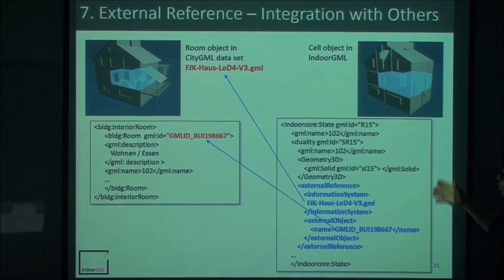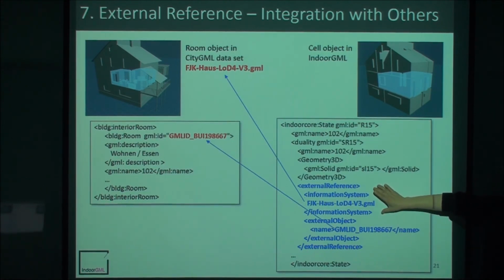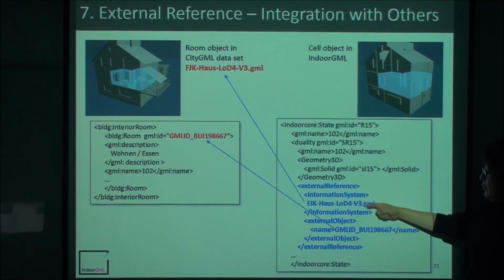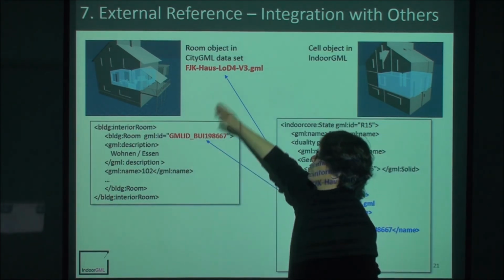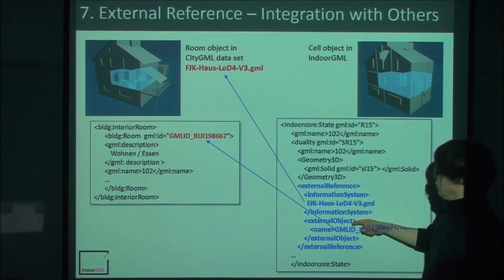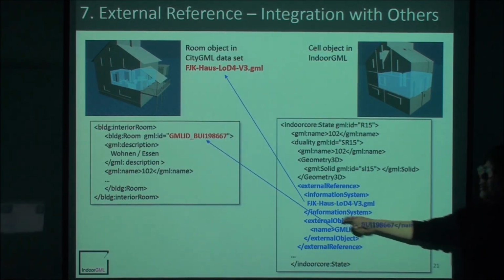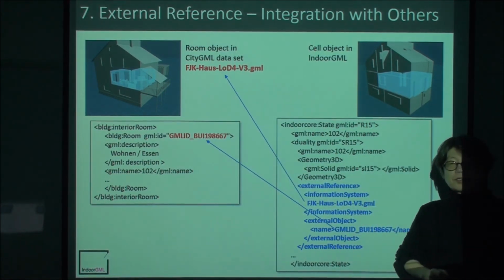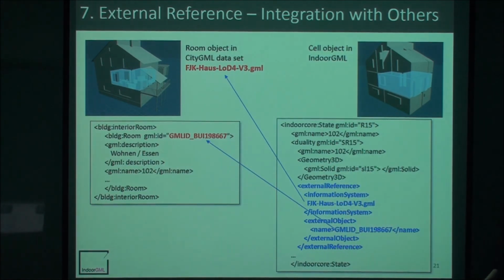And this is an IndoorGML document. Within the IndoorGML document, we include the external reference here, with the information system and the identifier of the object. The information system can be, in this case, the name of the file, and the external object is the identifier of the object in CityGML. This is a good example of how to integrate IndoorGML with other data sets.